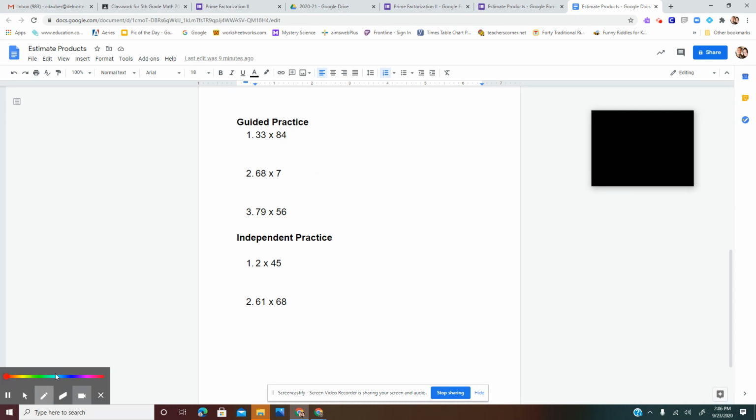Let's do the next one together now. We have 79 times 56. What would 79 round to? It would round to 80. What would 56 round to? The 5 asks the 6 for a raise. The 6 says yes because it's 5 or more. So the 5 becomes a 6. And the 1's place, the 6 becomes a 0.